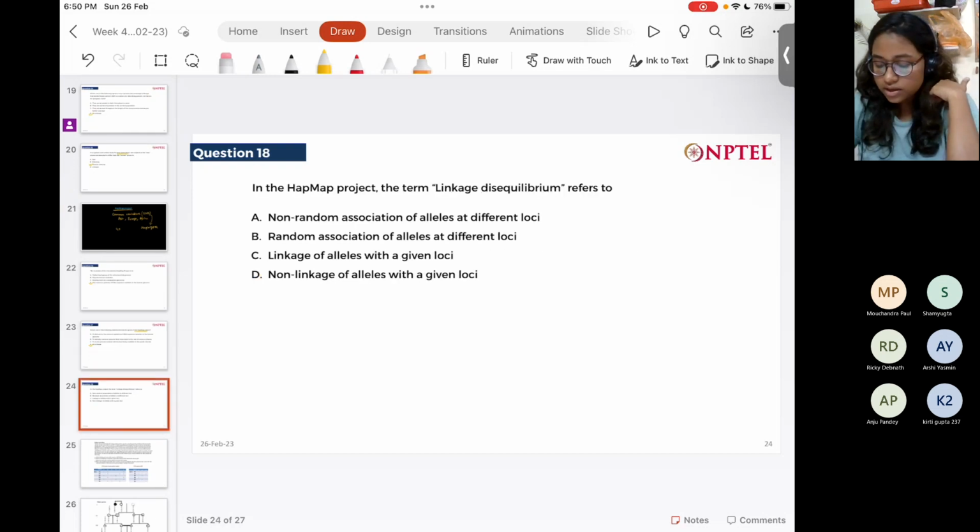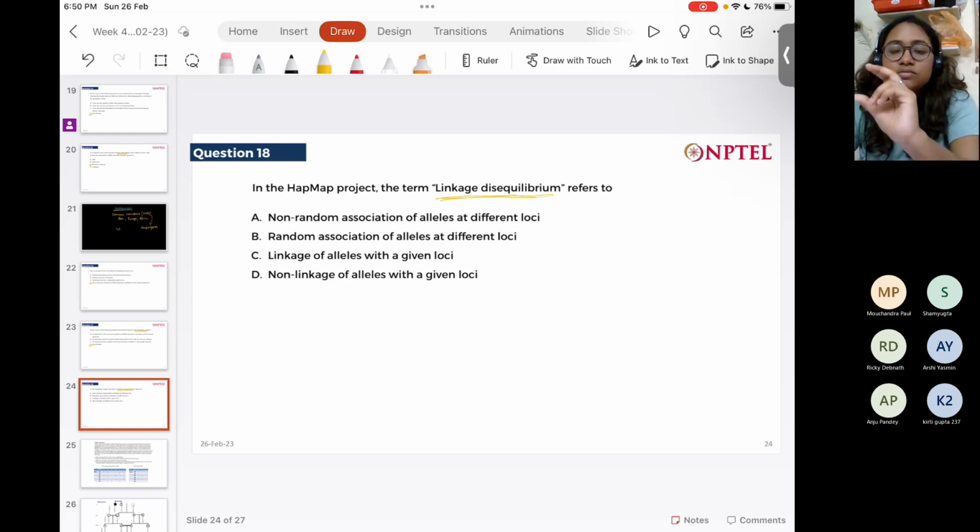Then in the HapMap project, the term linkage disequilibrium refers to what? I've already explained what I mean by linkage disequilibrium. It means the variants, or the SNPs, the markers associated with the mutant allele. I shouldn't use that term; I mean the genetic risk factor.